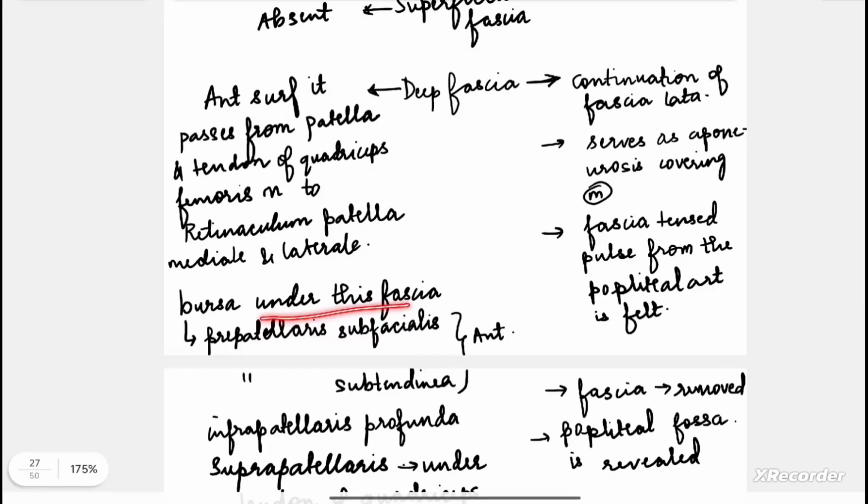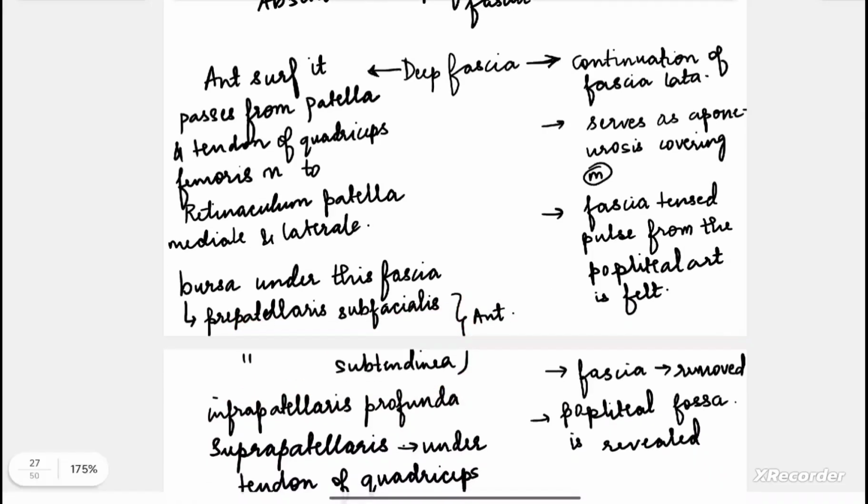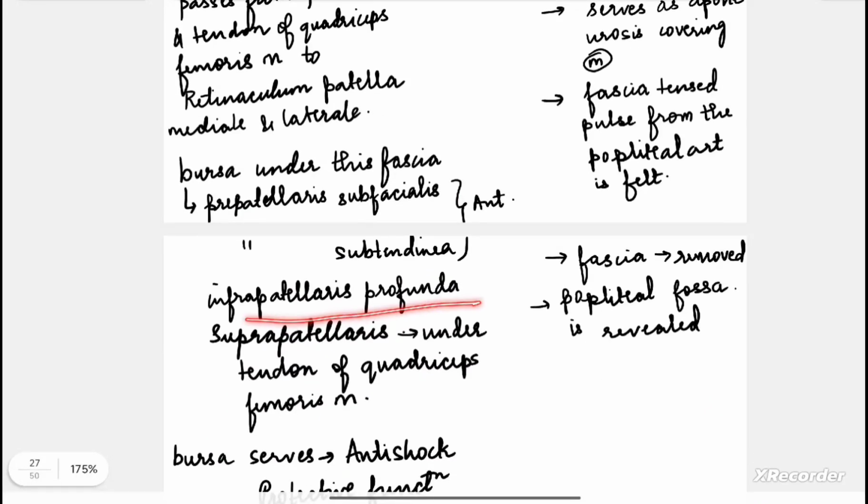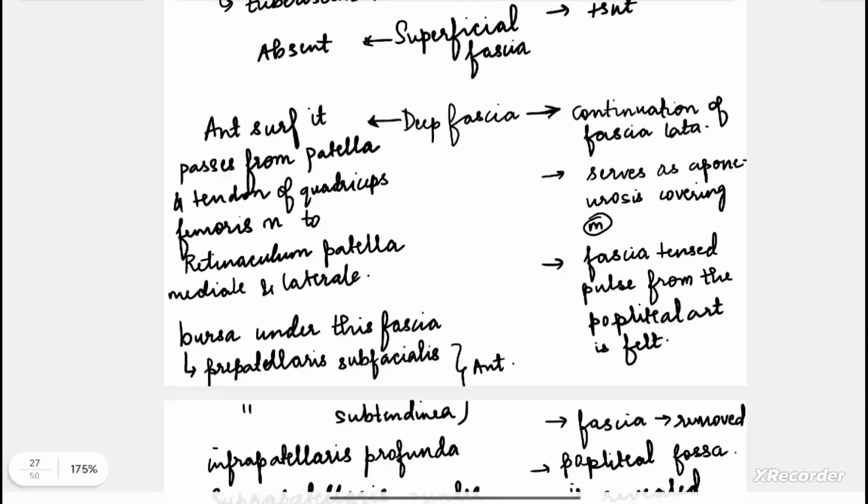Bursae under this fascia are prepatellaris subfacialis, prepatellaris subtendinous anteriorly, infrapatellaris profunda, and suprapatellaris, which is under the tendon of the quadriceps femoris muscle. Now, the deep fascia in the posterior is a continuation of the fascia lata. It serves as an aponeurosis covering the muscles.